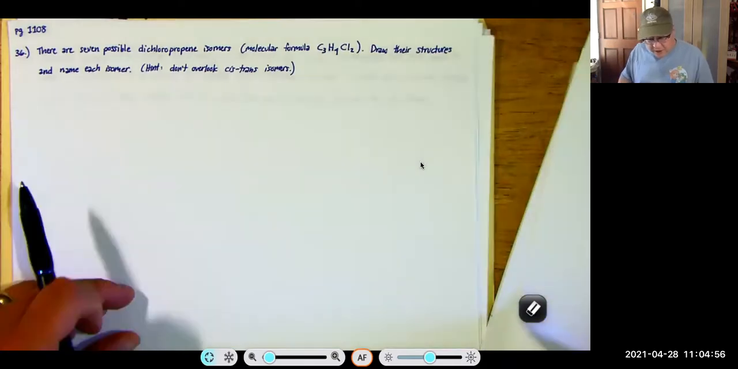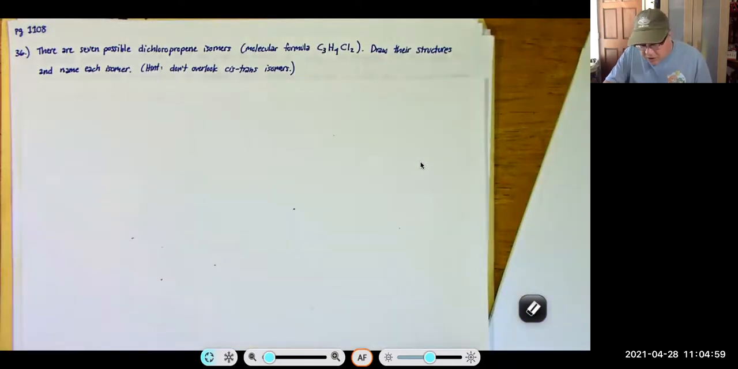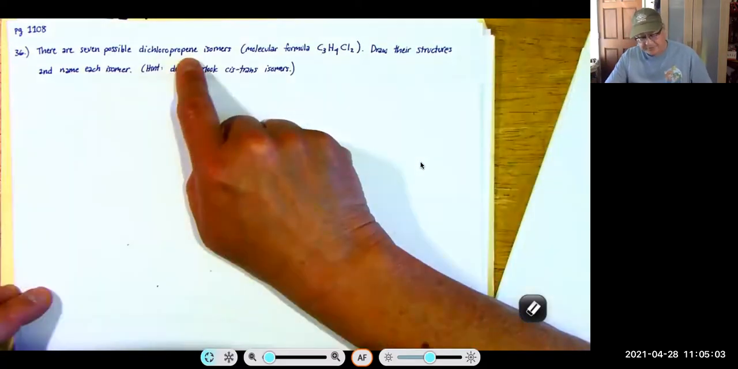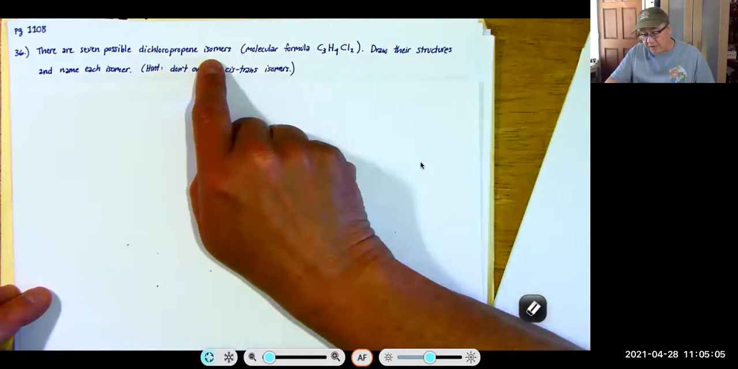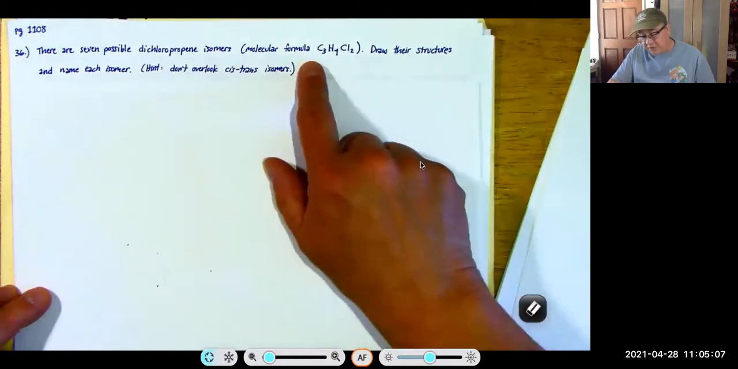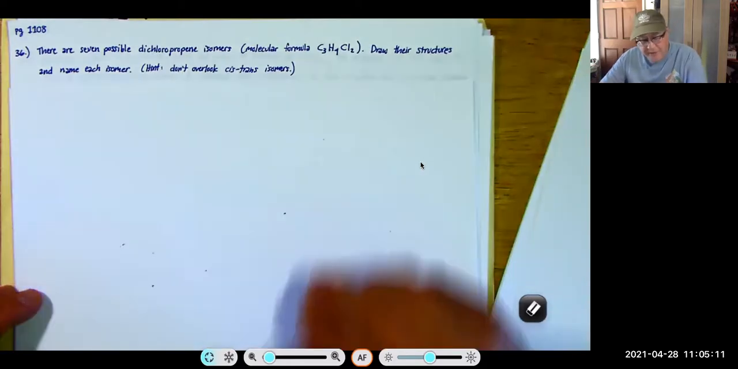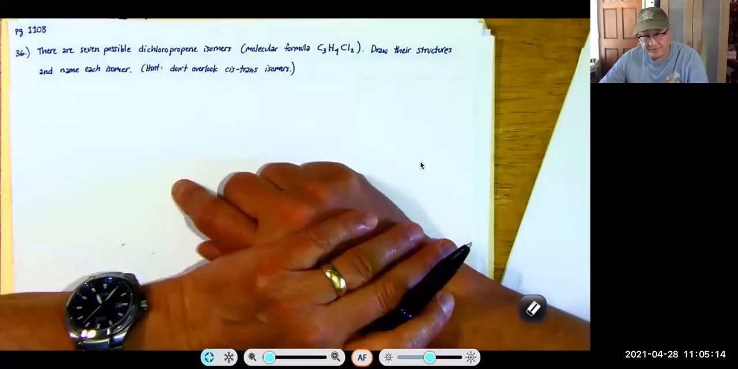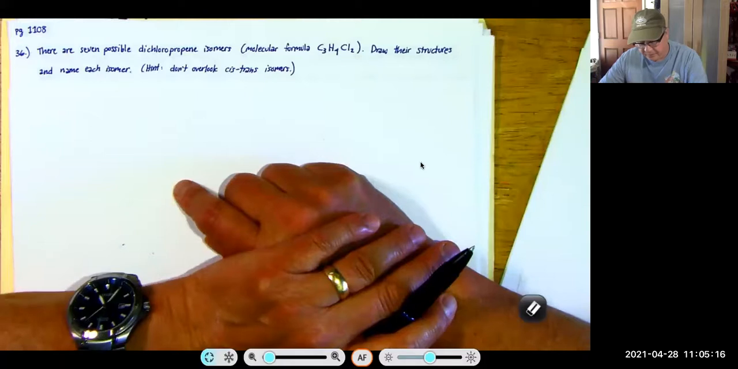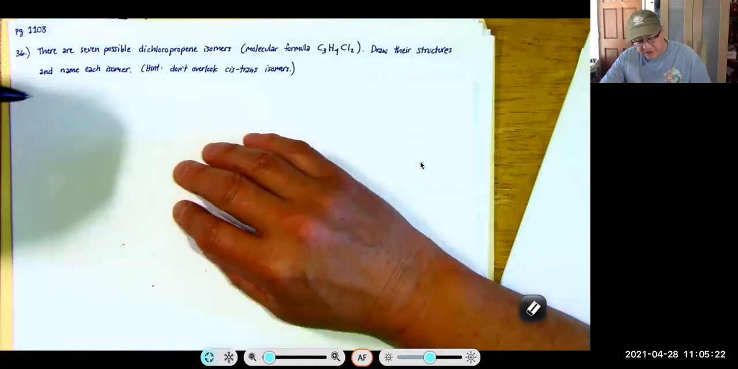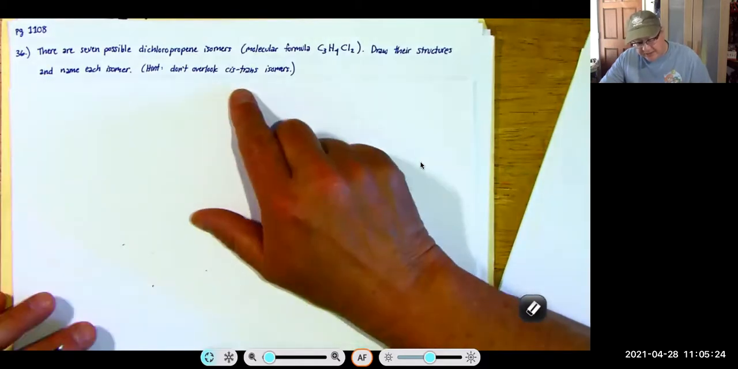Okay, there are 7 possible dichloropropene isomers with a molecular formula C3H4Cl2. So dichloropropene isomers. Draw their structures and name each isomer. And a hint: don't overlook cis-trans isomers.